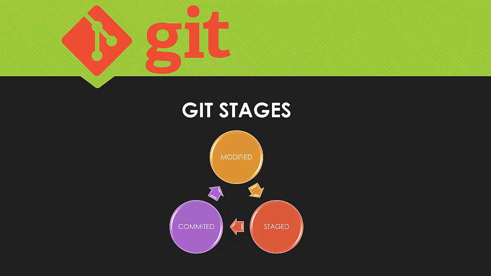Based on these states, we can say that Git workflow involves 3 steps. First, you modify the files and folders in your project directory. Second, you stage the modified files which will create a snapshot. Third, you do a commit which will permanently save the snapshot to your local repository. With this information, we can start working with Git.